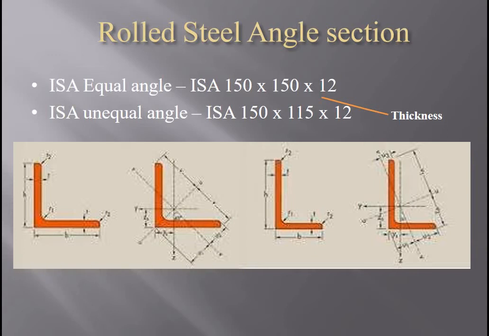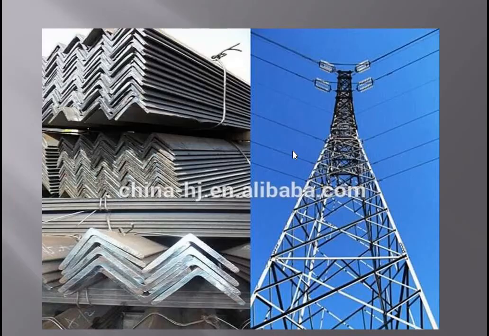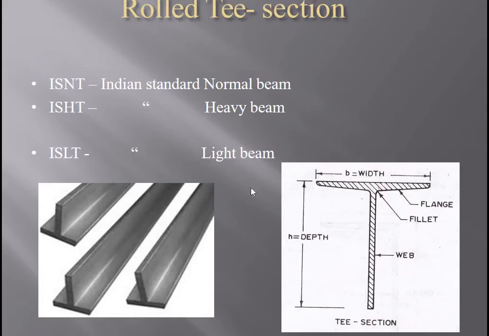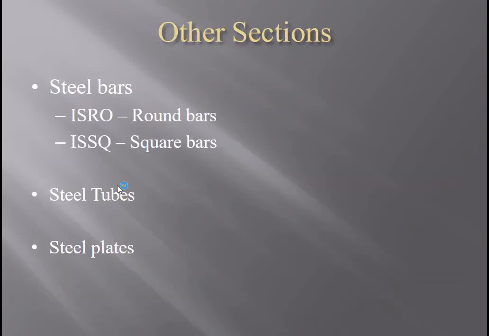Now, rolled steel angles. For angles there are two classifications: one is the equal angle section, another is the unequal angle section. So ISA 150 by 150 by 12: 150 is the outstanding leg, 150 is the connected leg, and 12 is the thickness. For unequal angles, the longer leg H is 150, the shorter leg B is 115, and the thickness is 12. These are the applications of angle sections in transmission towers. Then similarly T sections, tubes, plates and round sections.